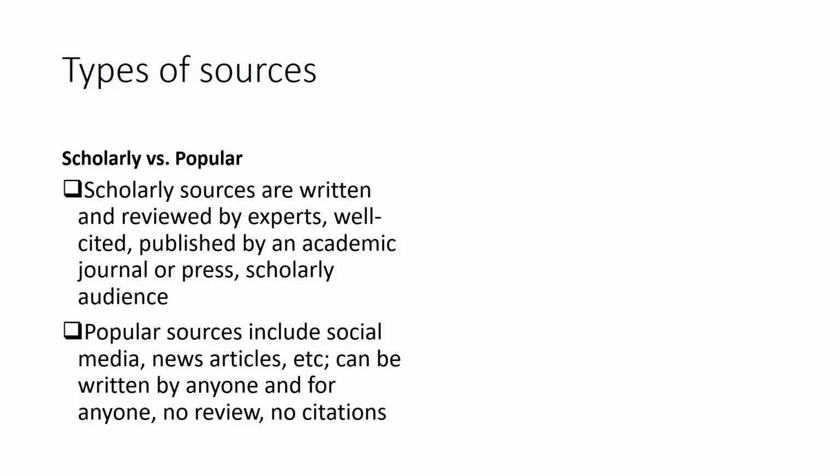Popular sources, on the other hand, can be written by anyone. Formats include news articles, magazine articles, social media, blog posts, podcasts, and more. Anyone can produce this information, and it is not cited or reviewed in a rigorous scholarly way. News articles often go under review within their publishing company, but that type of review is not the same as scholarly peer review, and it can vary greatly depending on the news organization.